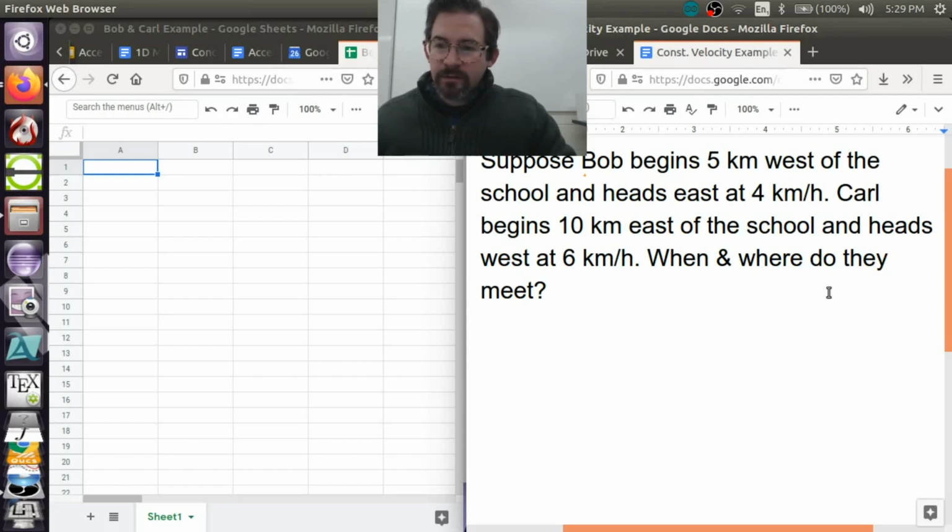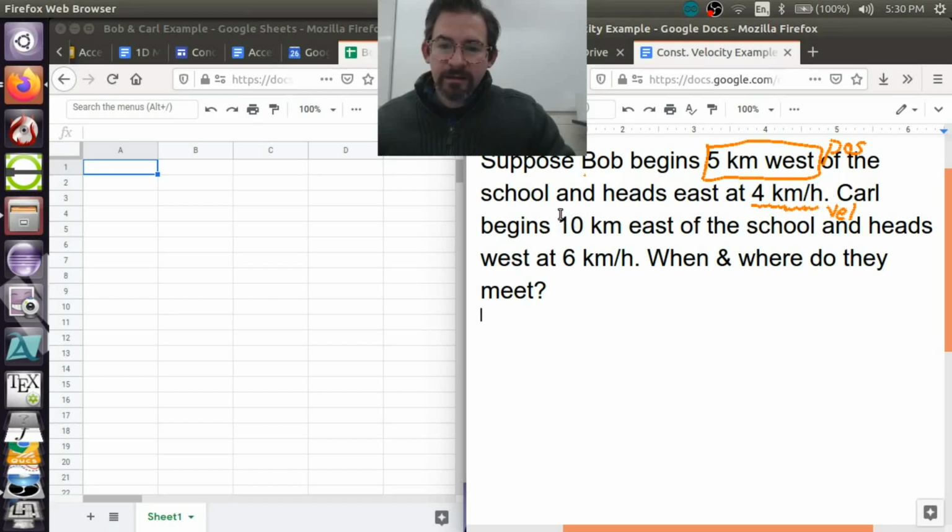The first thing to do is to identify numbers and directions that we can use. So I see Bob here begins 5 kilometers west. That's a position. And he moves east at 4 kilometers per hour. That's a velocity. So I'm going to make a square around positions and a squiggle under velocities. If that helps you keep track, you can try that.